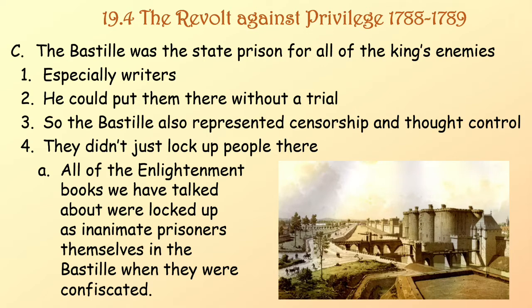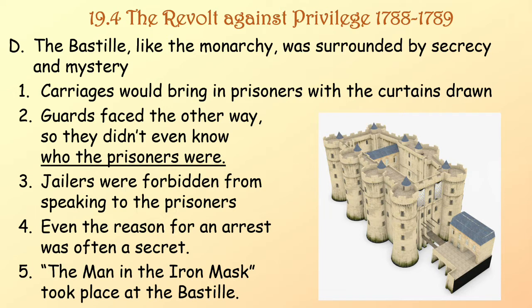The Bastille was the state prison for all of the king's enemies, especially writers. He could put them in there without a trial. So the Bastille also represented censorship and thought control. And they didn't just lock people up in there. All of the Enlightenment books that we have talked about were locked up as inanimate prisoners themselves in the Bastille when they were confiscated.